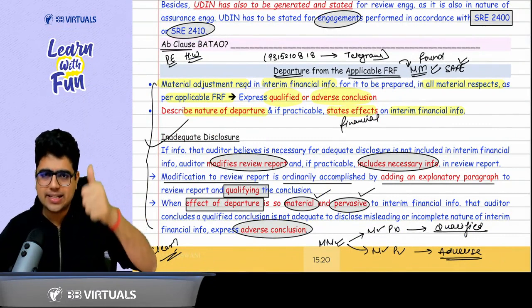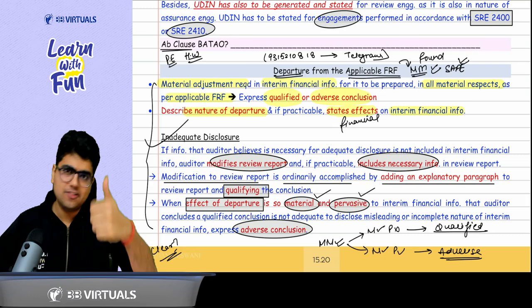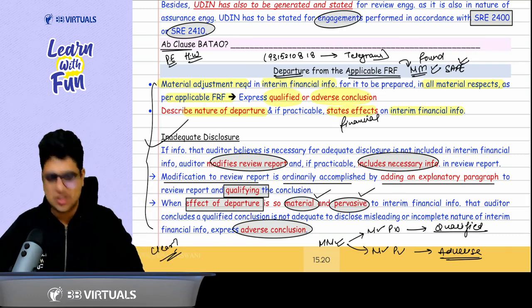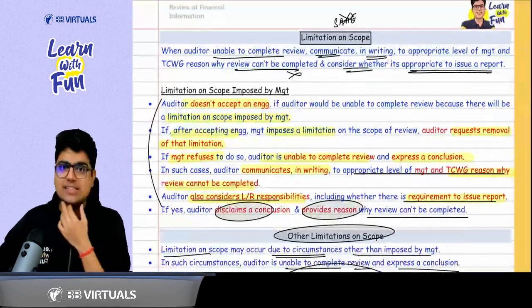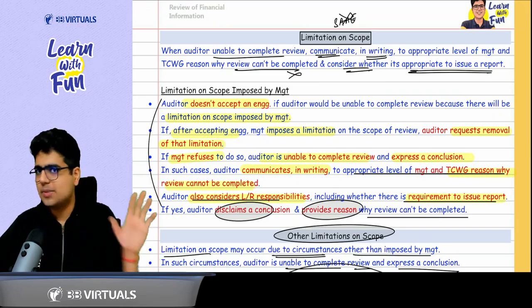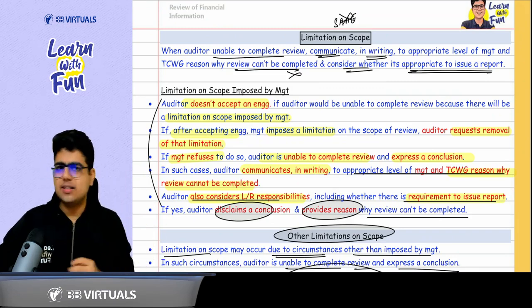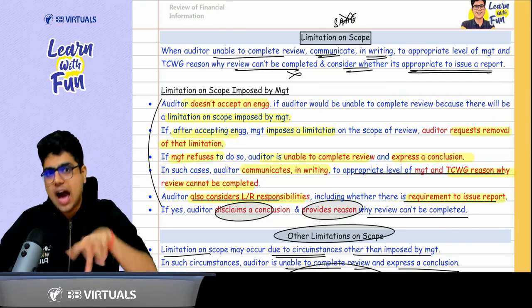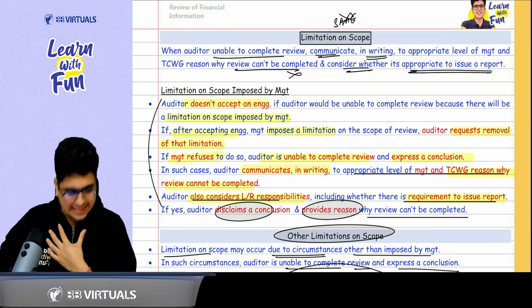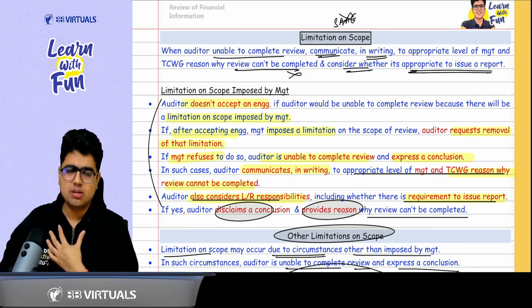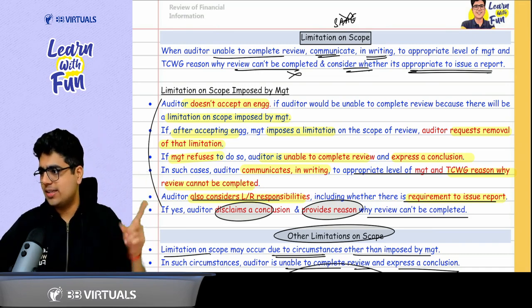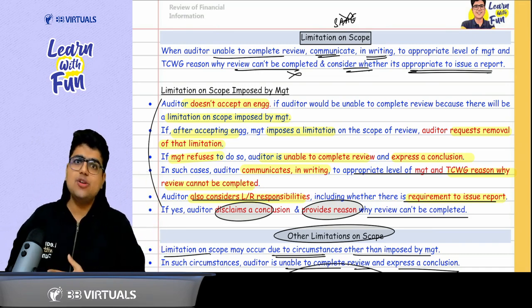If the impact is material and pervasive and you have evidence, adverse conclusion. If the impact is material but not pervasive, qualified conclusion. If you don't get the evidence, basically management is imposing a limitation on scope. First of all, don't accept the engagement. But if you have accepted, and after acceptance, management is imposing a limitation on scope, withdraw from the engagement. But if the withdrawal is not possible as per the law regulation, then disclaim your conclusion.